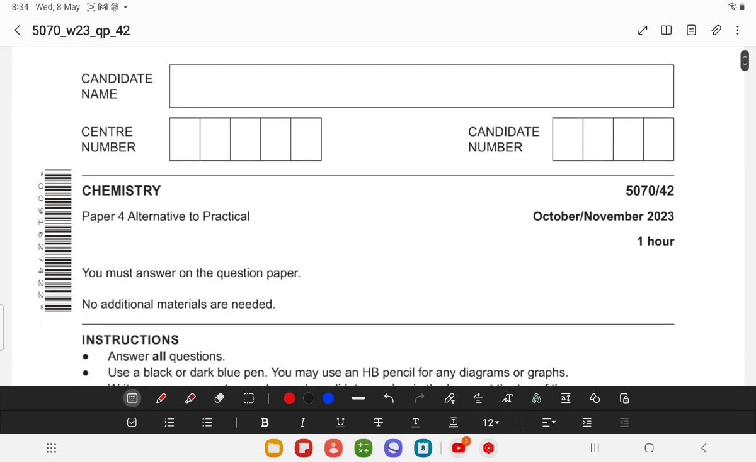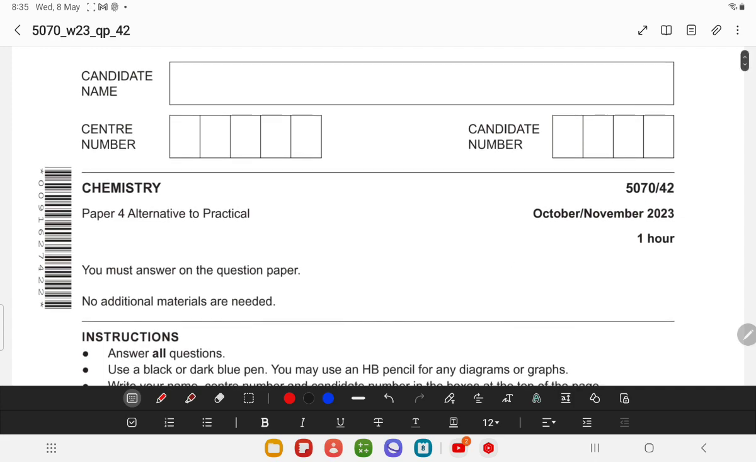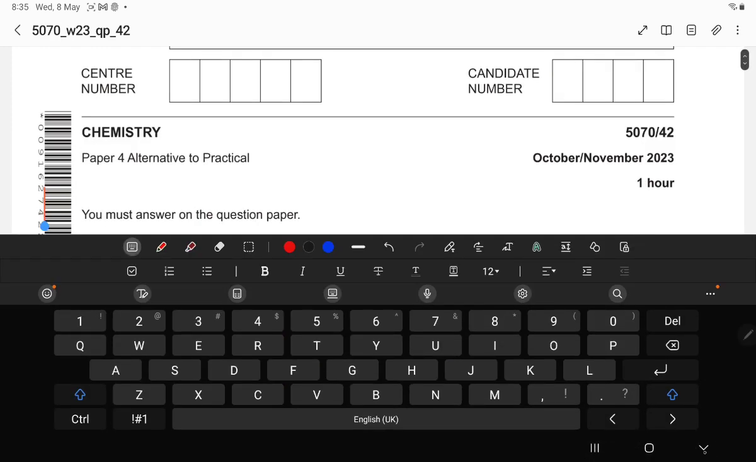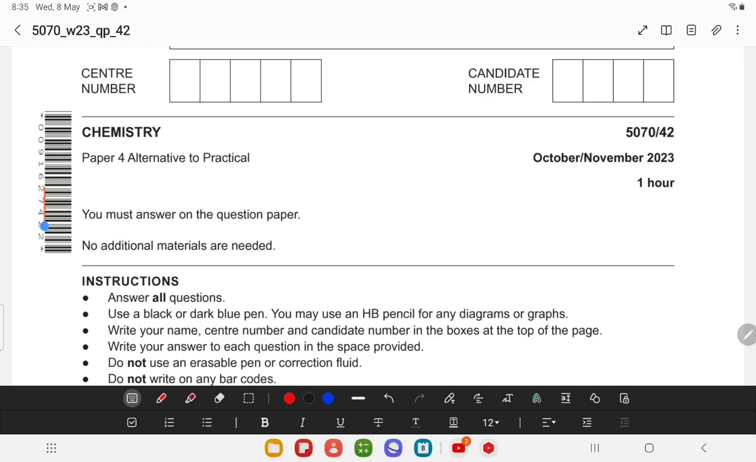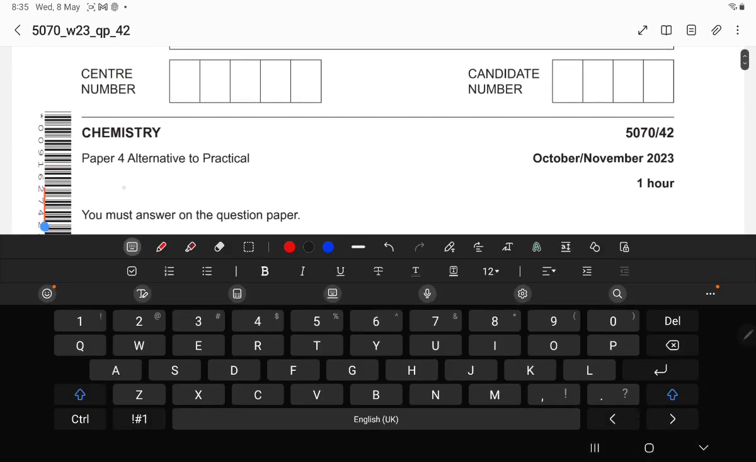Today, in this video, I will solve October-November 2023 variant 4-2 paper 5070. This is paper 4, the alternative to practical.